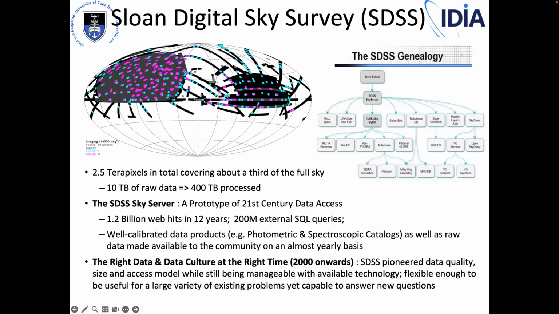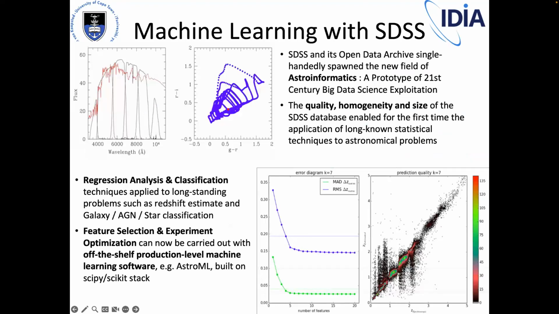It has allowed them to try out a lot of tools that were already available on astronomical data for the first time, because this was the first time when data was made publicly available in a documented and easily accessible fashion. So people have done lots of things. They've gone through the classic classification analysis, regression analysis, and so on and so forth. But truly, the SDSS Data Archive single-handedly spawned what we now call astroinformatics, and it is perhaps one of the best prototypes of big data science exploitation in the 21st century.